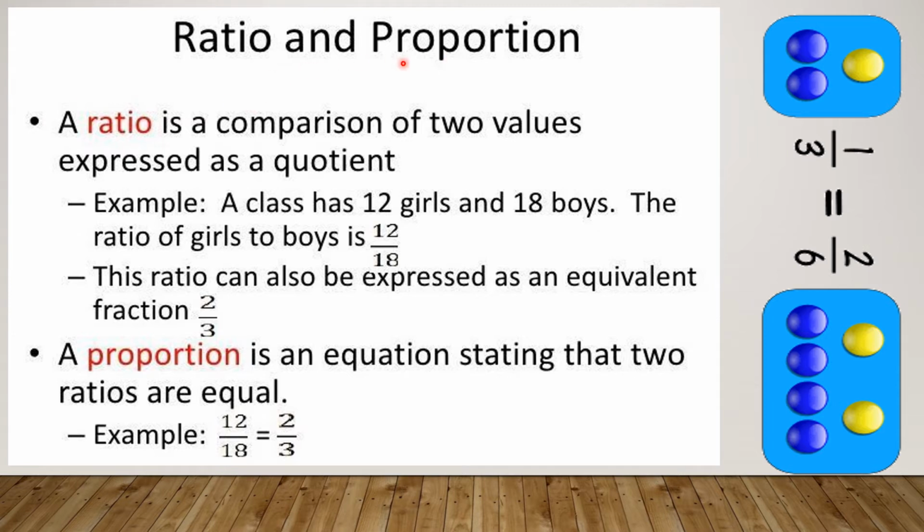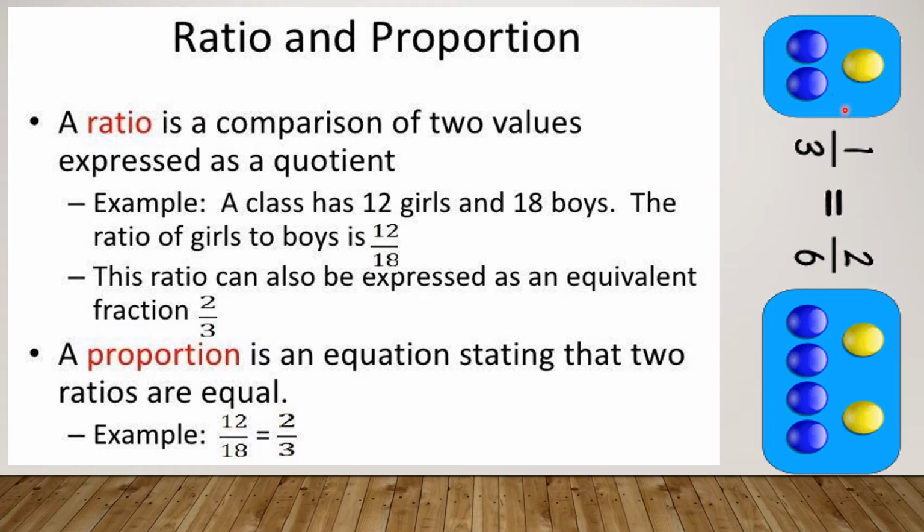Ratio and proportion. A ratio is a comparison of two values expressed as a quotient. For example, in a class there are 12 girls and 18 boys. The ratio of girls to boys is 12 divided by 18. This ratio can also be expressed as an equivalent ratio by dividing 12 and 18 by 6. When we divide 12 and 18 by 6, we will get 2 by 3. So 12 divided by 18 is equal to 2 by 3. What are they both? They are equivalent ratios.